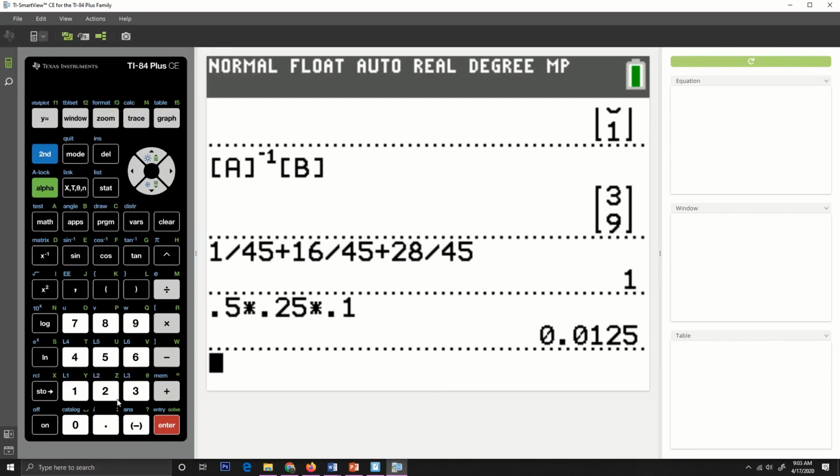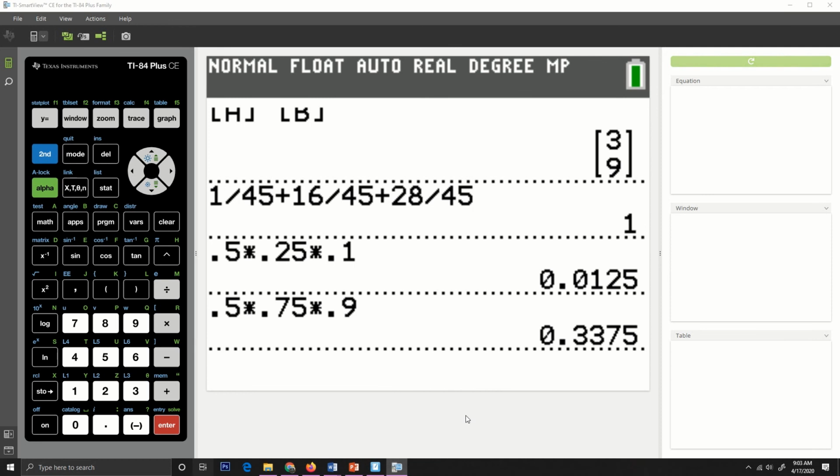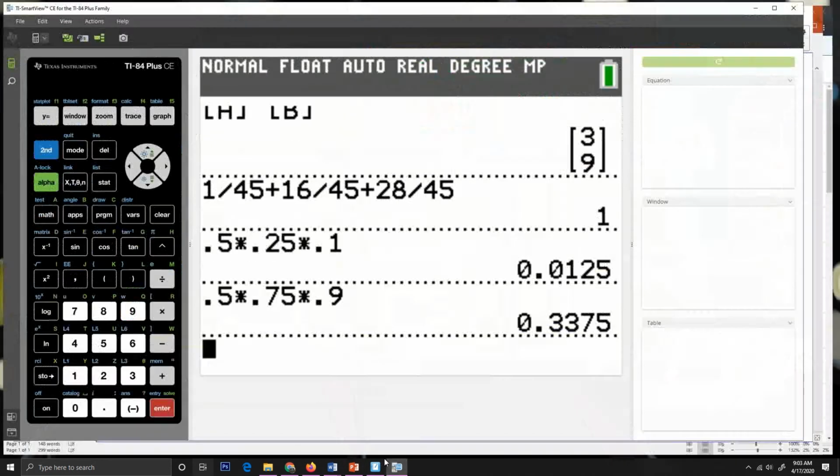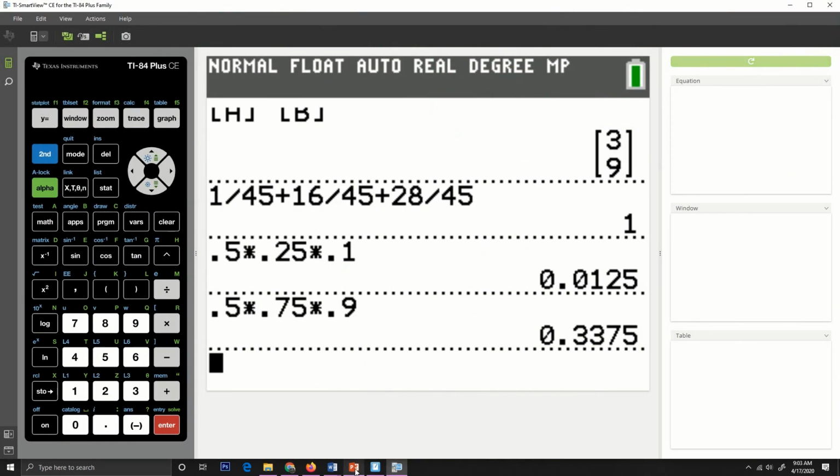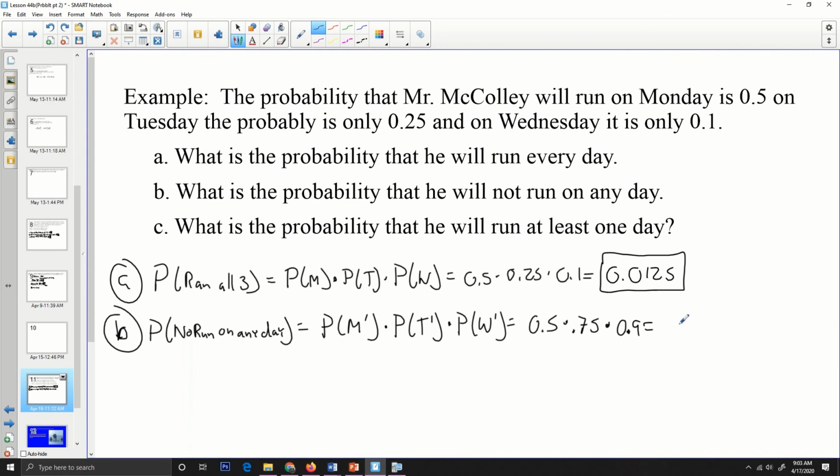And again, I'm not going to even try to do that in my head. So 0.5 times 0.75 times 0.9 is, so I got a lot of stuff up. So the probability that he won't run on all 3 days is 33.75%. 0.3375.